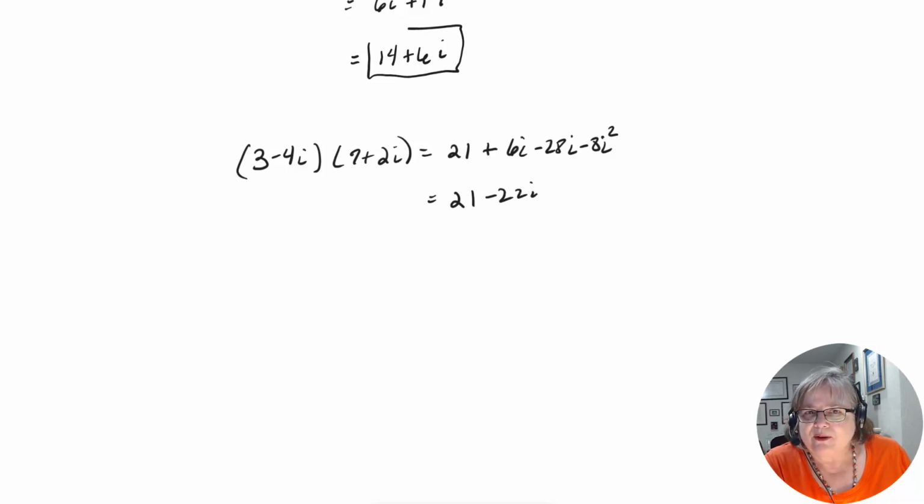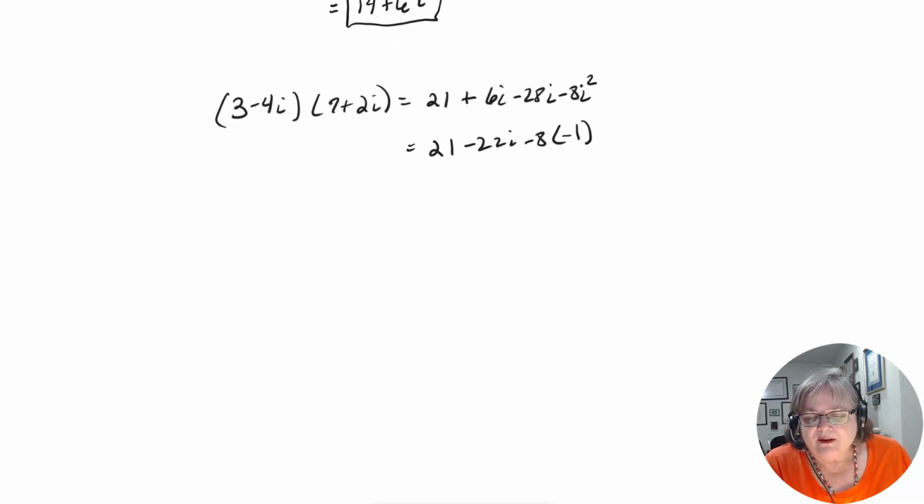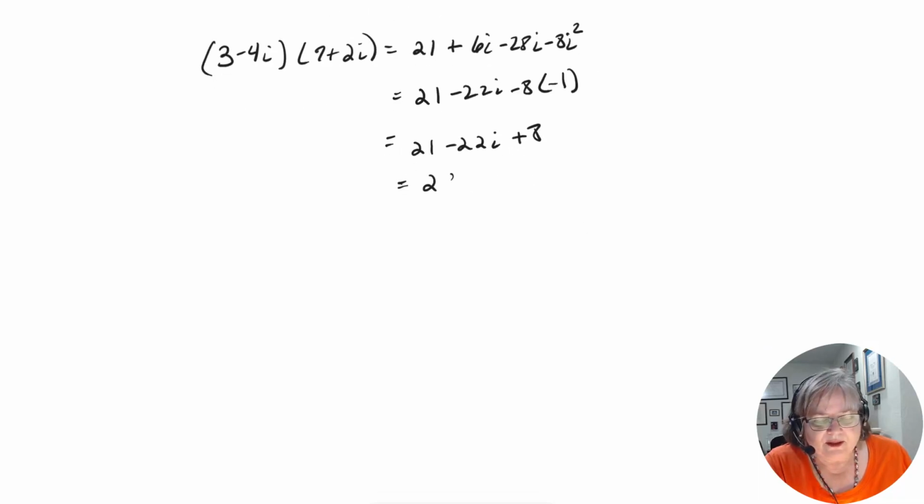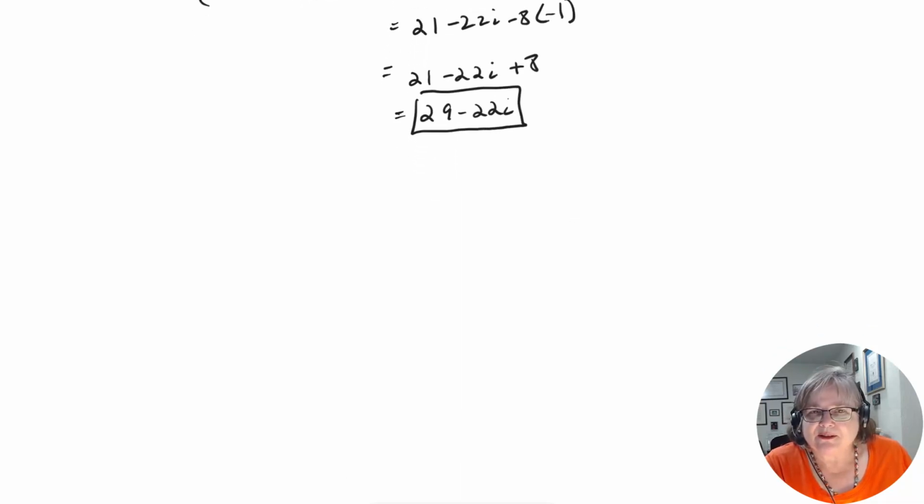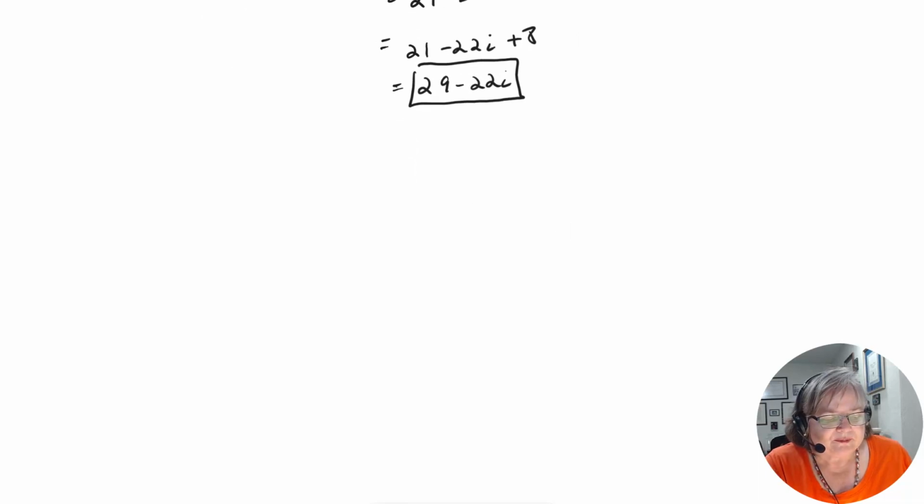You count them like you do x's. And you have minus 8 times, and i squared is a negative 1. So you have 21 plus 8, right? 21 minus 22i plus 8. So this is 29 minus 22i. So in some ways it acts like a number, and in some ways it acts like a variable.